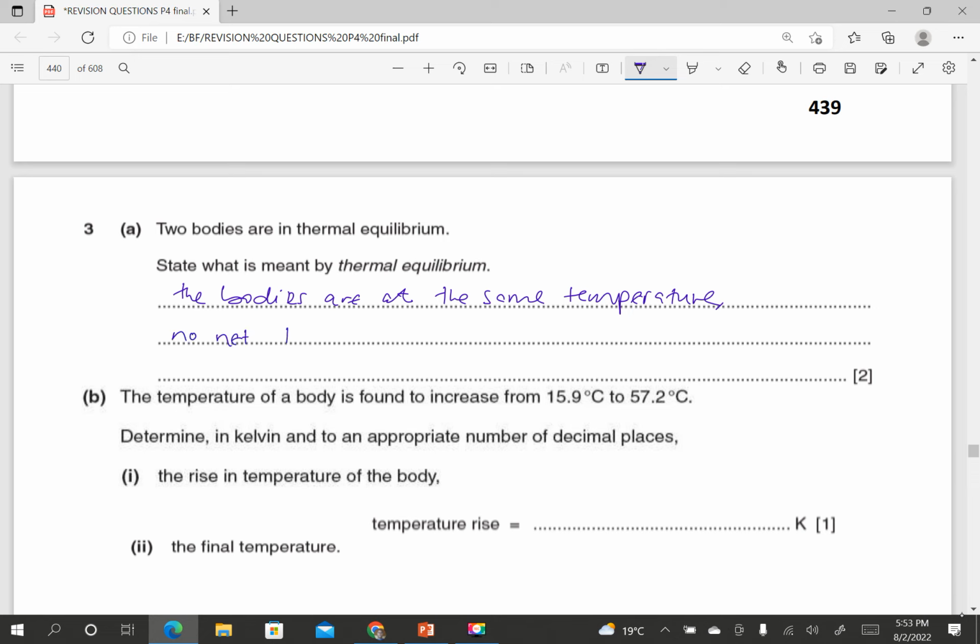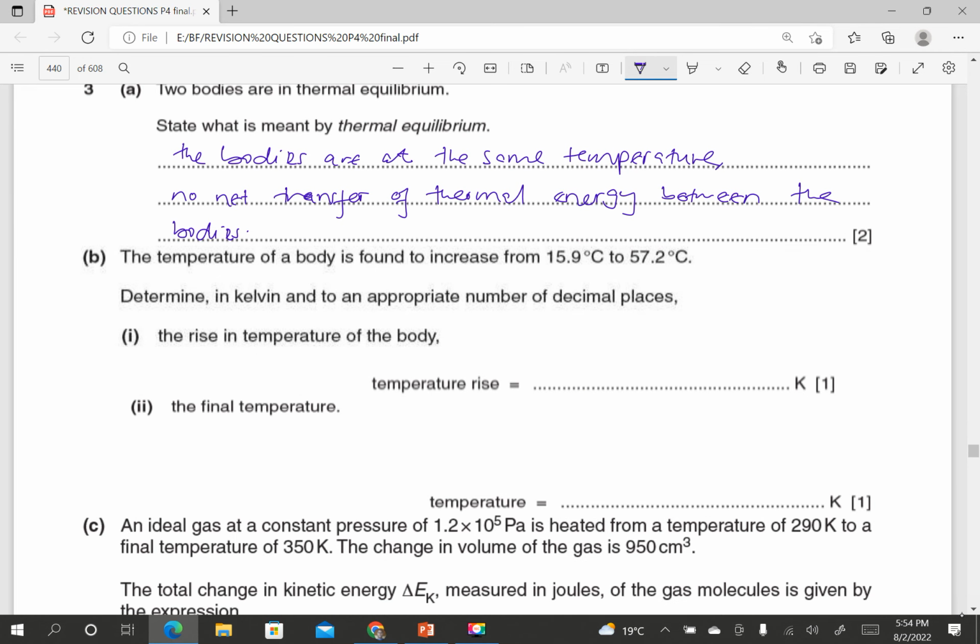There is no net transfer of thermal energy between the bodies.